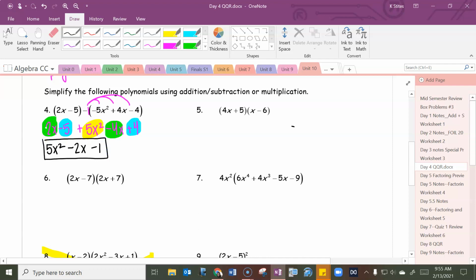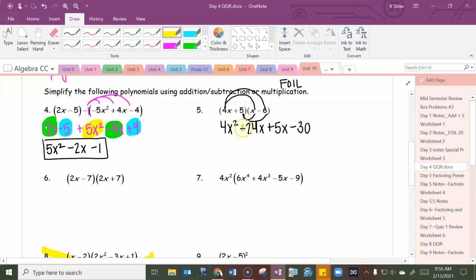Now, the rest of these are all multiplying. We can see because the parentheses are pushed together, there isn't addition or subtraction in between them, and that means we're going to go ahead and FOIL. Okay, so again, FOIL is for multiplication. First, 4x times x is 4x squared. Outer, 4x times negative 6 is negative 24x. Inner, 5 times x is 5x. And last, 5 times negative 6 is negative 30.